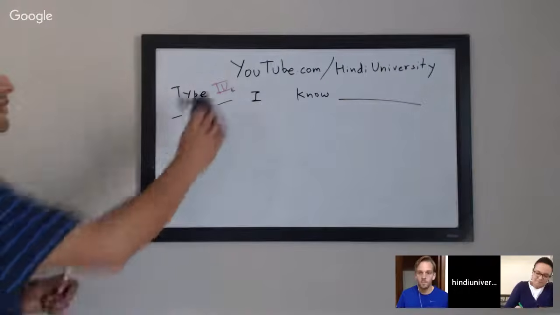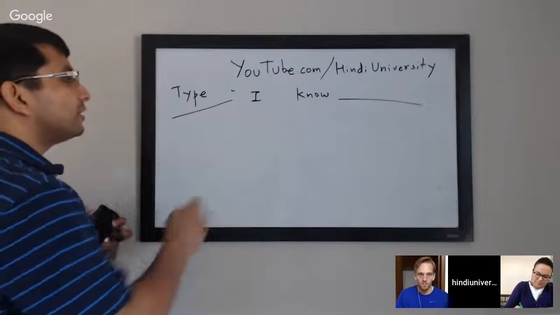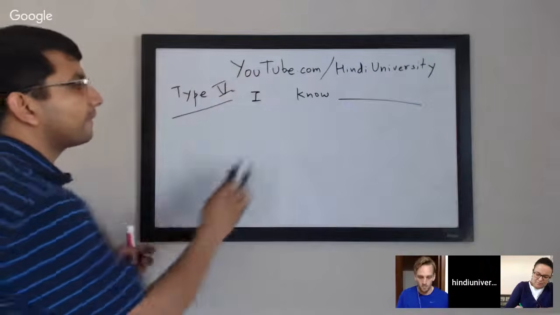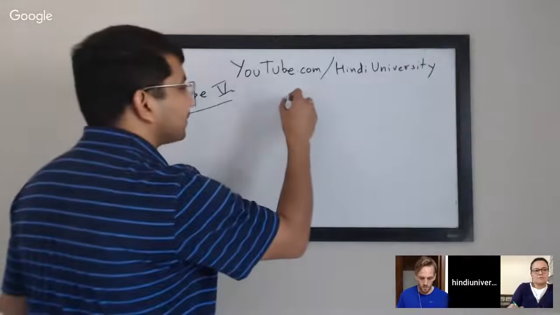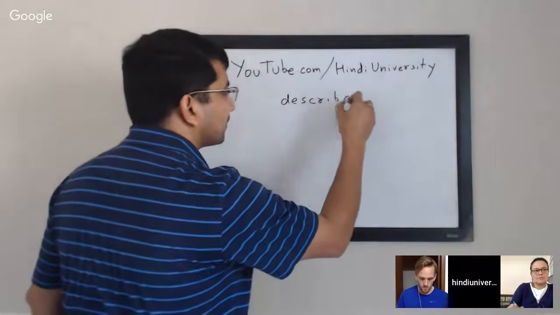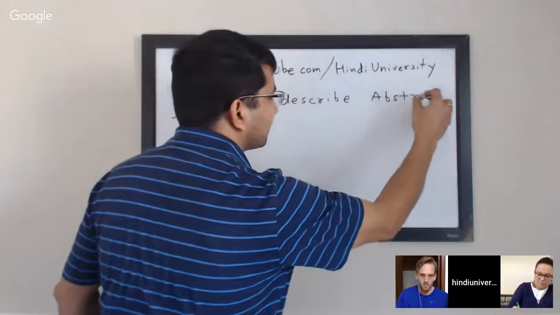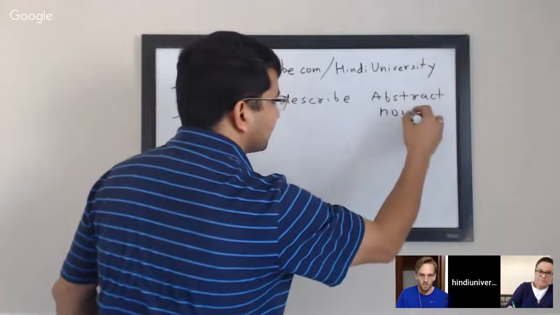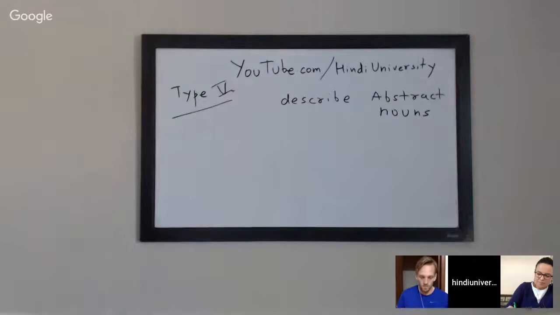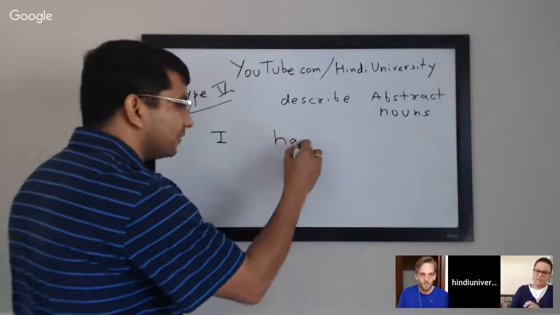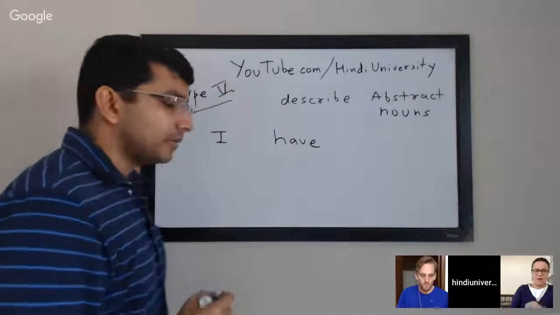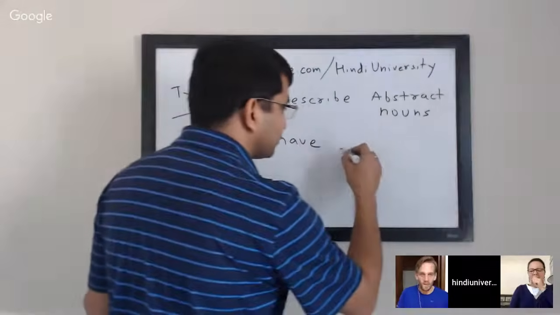Okay, so type number 5 I have is when you want to describe some of the abstract nouns. Okay, and I'll tell you what I mean by that. It sounds like such a complicated word, right? It is not. It's something similar to what we covered when we said I have cold and I have fever or stomach ache and toothache.